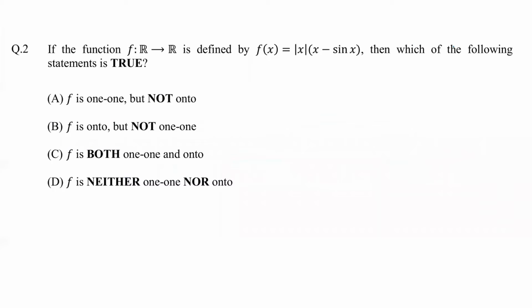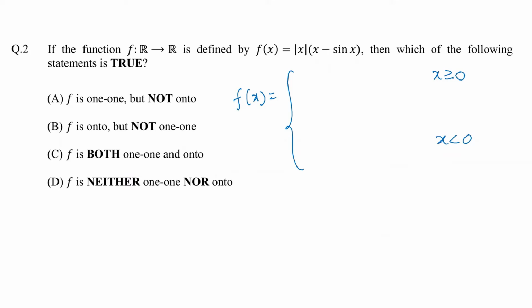So the question says function f from R to R is defined as f of x equal to mod x into x minus sin x. So as we have mod x, this has to be divided into two cases: when x is going to be positive and x is going to be negative.